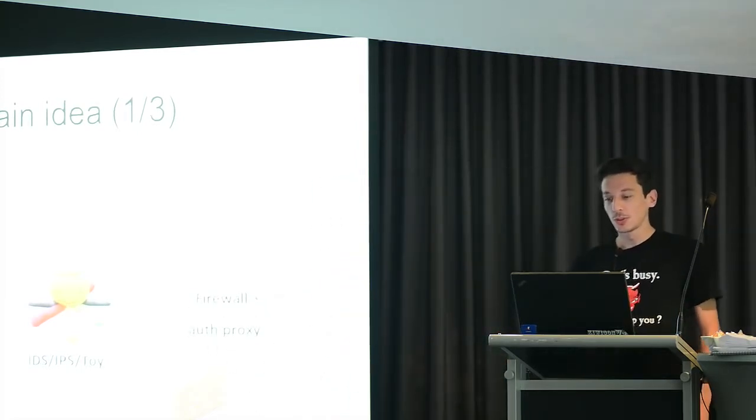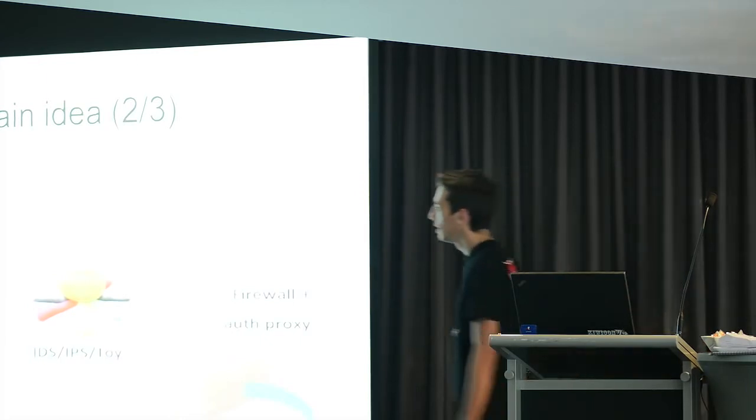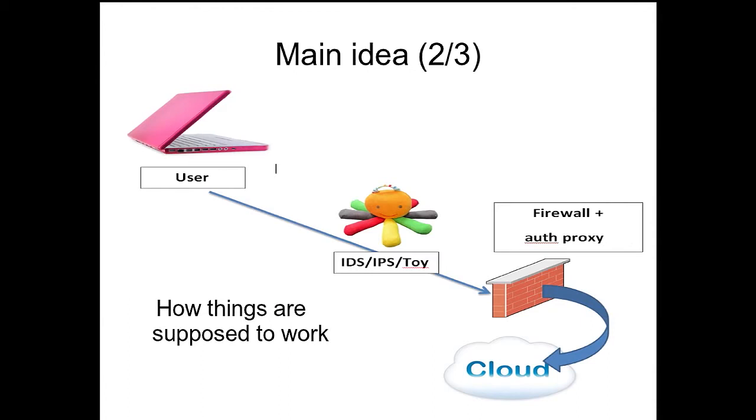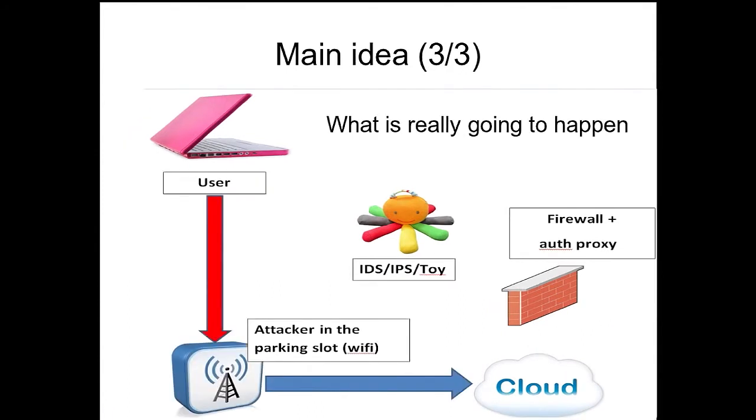So what is supposed to happen is this. The user is supposed to authenticate against the firewall, and your toys in the middle are going to analyze the traffic with deep packet inspection and catch any malicious traffic.